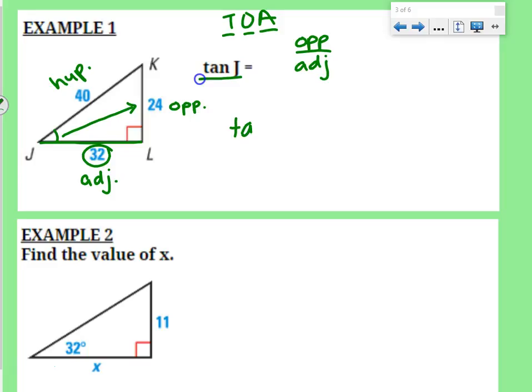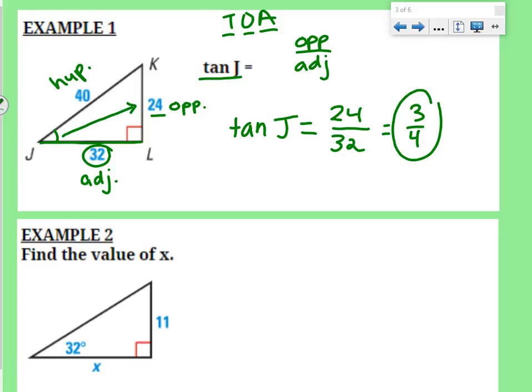So tangent of J would equal our opposite side, 24, over our adjacent side, 32. Reduce, and we would get 3 over 4. That's your tangent of J.